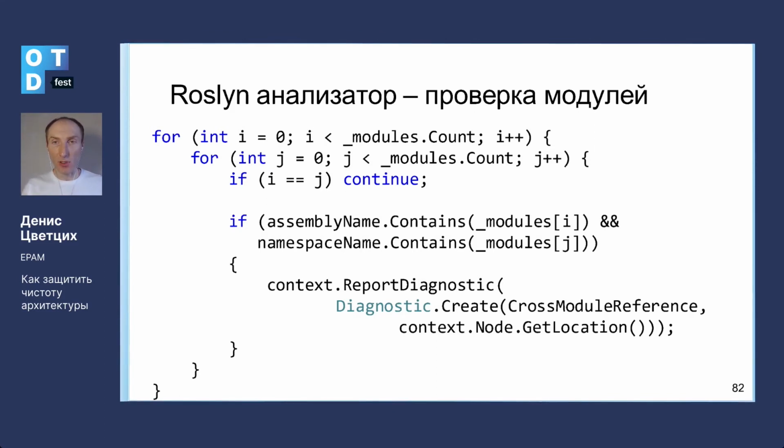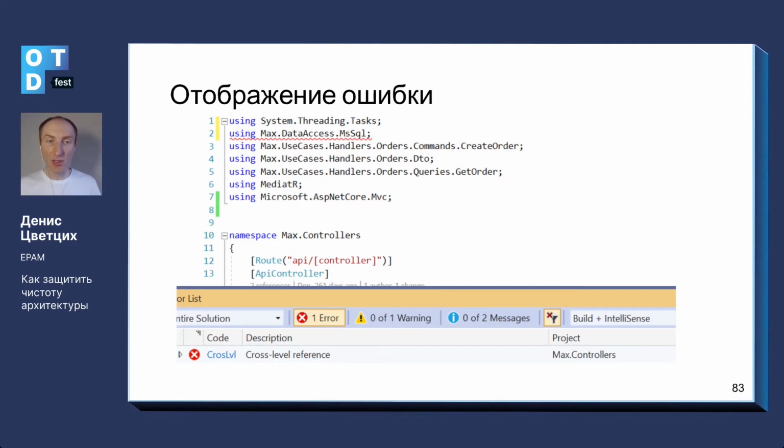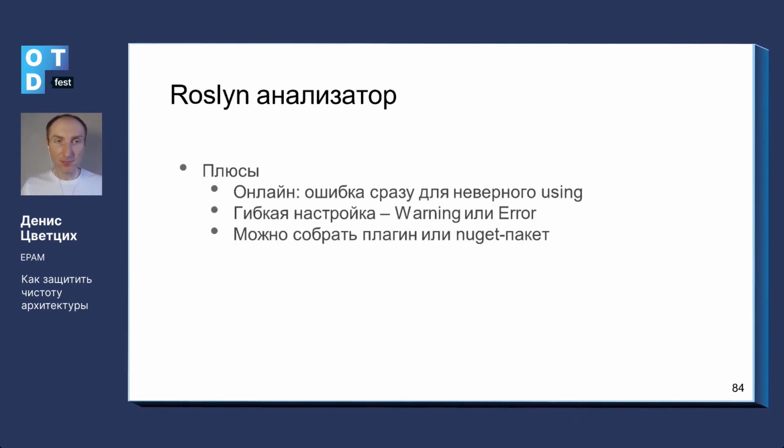If we have the assembly in just one component, or we have a bounded context in one component, if there are two different contexts, we generate the error that we have a cross-module reference. Here is the error in the studio. If we get a component from controllers which is not inherited from a dedicated base, we get the cross-level reference error here.